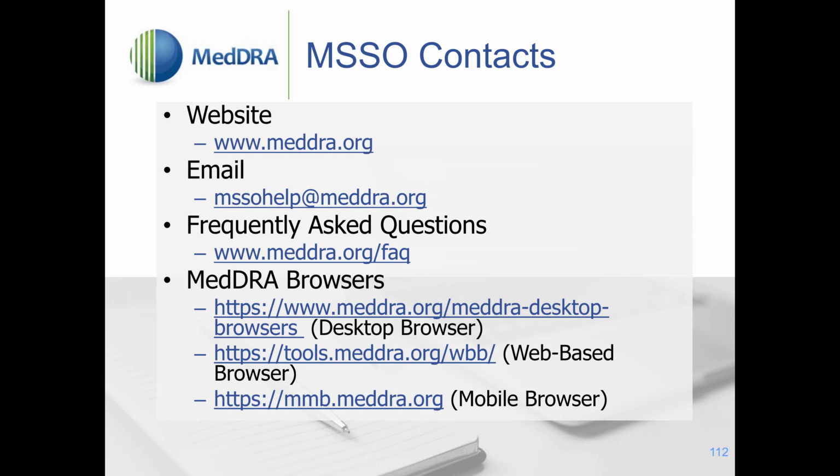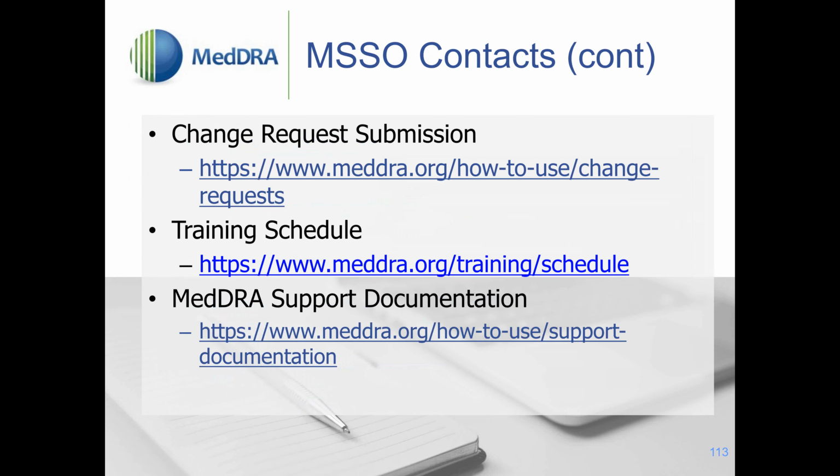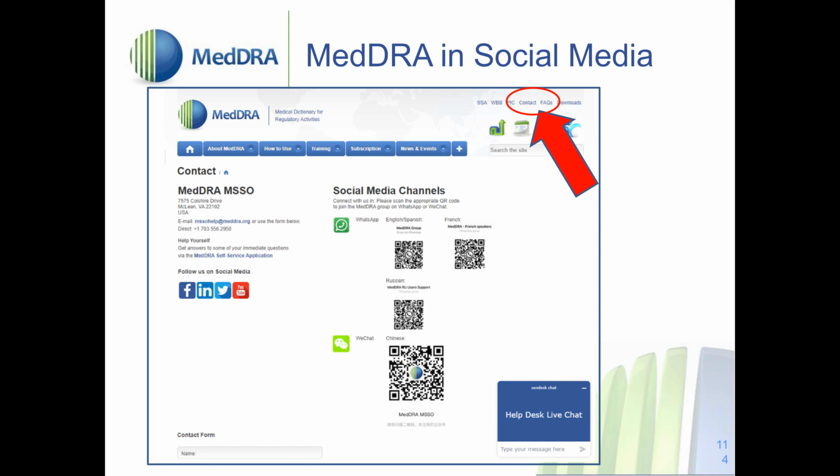And here are some contacts for you. This is where you can download the points to consider document, the browser. Most of you are experienced coders, I can tell by your comments. I'm sure you're well familiar. The support documentation, the training schedule, if you'd like to sign up for next month. And then our contact information. We do have a live chat, which pops up. We also have an online form, a web form that you can send to us. And we have some QR codes there.